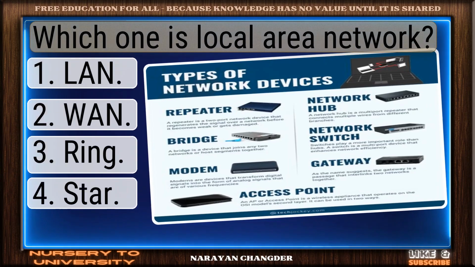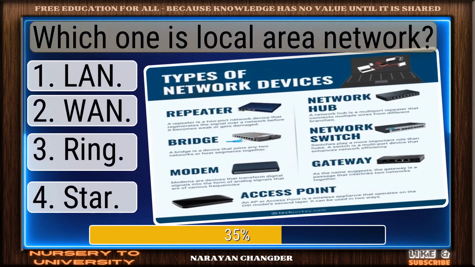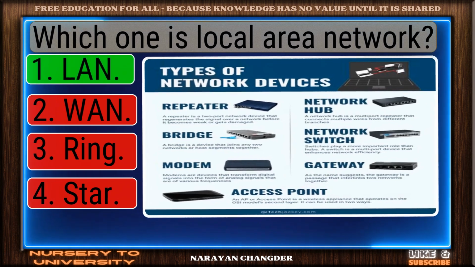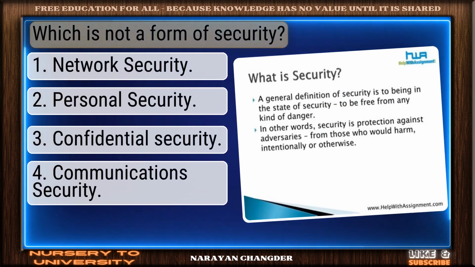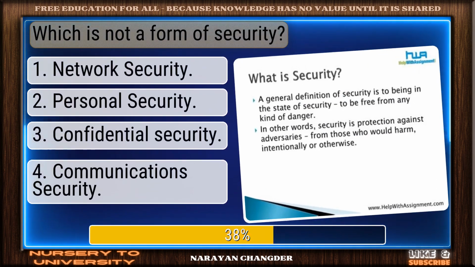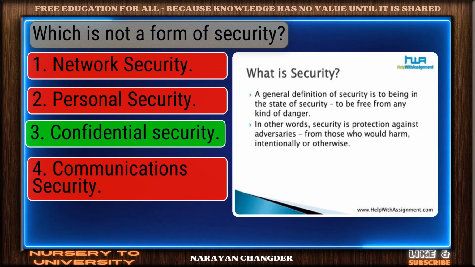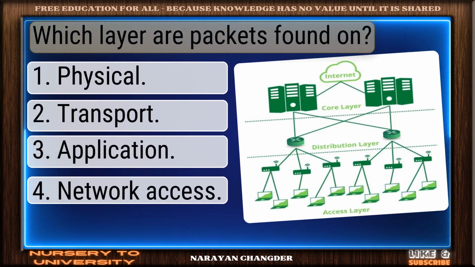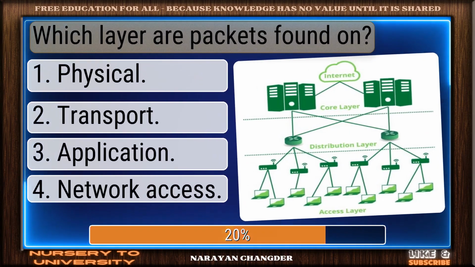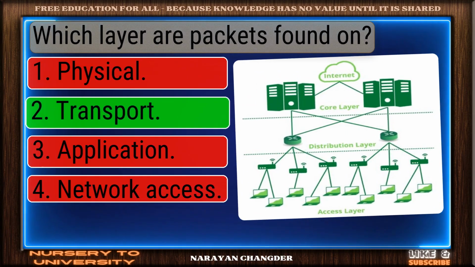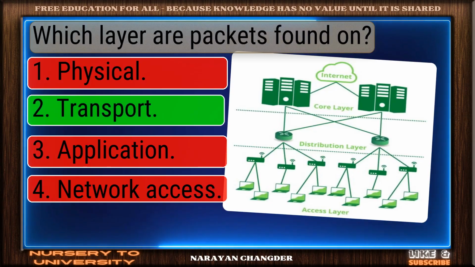Which one is local area network? Smart move. LAN is accurate answer. Which is not a form of security? Solid response. Confidential security is valid. Which layer are packets found on? Strong choice. Transport is right.